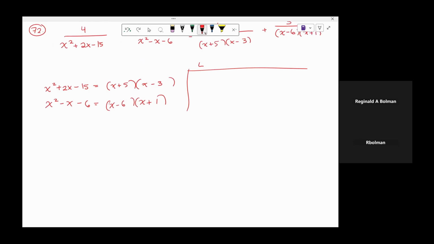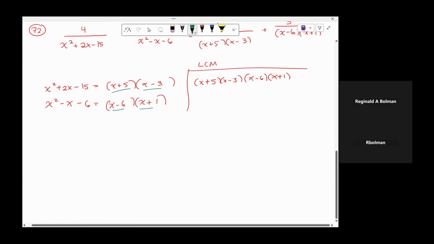Backtracking a little bit, I kind of messed up my screen. Should have had x plus 5 times x minus 3 times x minus 6 times x plus 1. Okay, so because there are no terms in common, you're just going to, of course, write out all of the prime polynomials that you don't have in common.